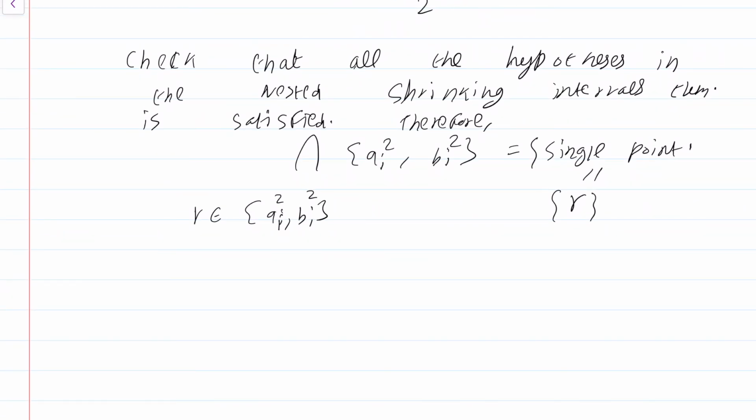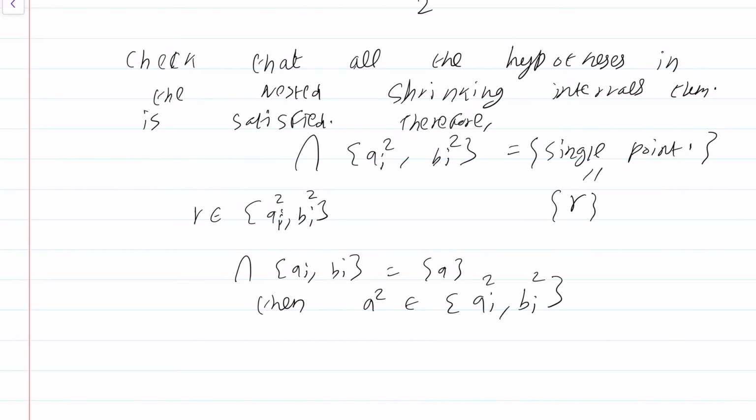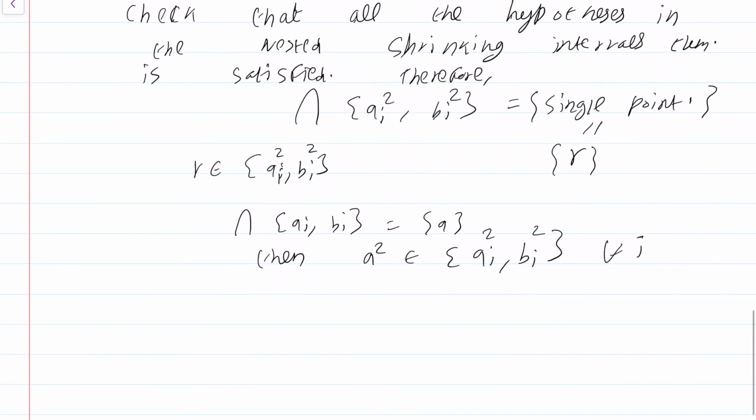That means if you look at the intersection of [a_i, b_i], which is going to be the single element a, then a² is there in [a_i², b_i²] for all i. Putting all this together, we get a² has got to be equal to r, right? Hence proved. So we have found a square root for this number r.